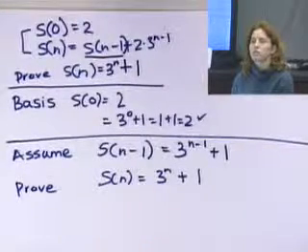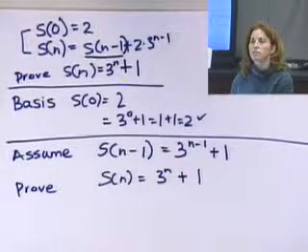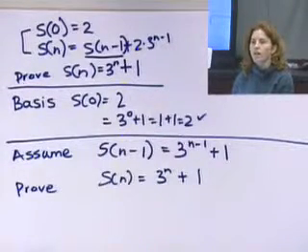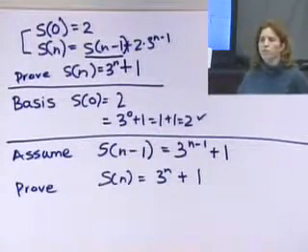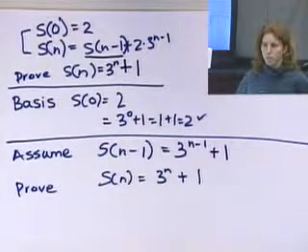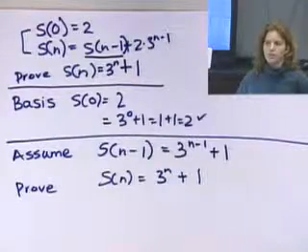How did you get basis to be 2? I'm trying to figure out plugging substituting for 0. How did you get 2? How did I get 2? Well, 3 to the 0 plus 1 is equal to 1 plus 1, which is equal to 2, right? That's how I found the basis in the first place.